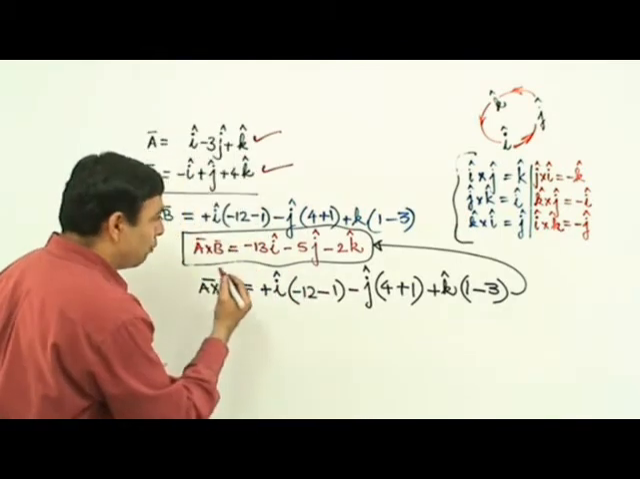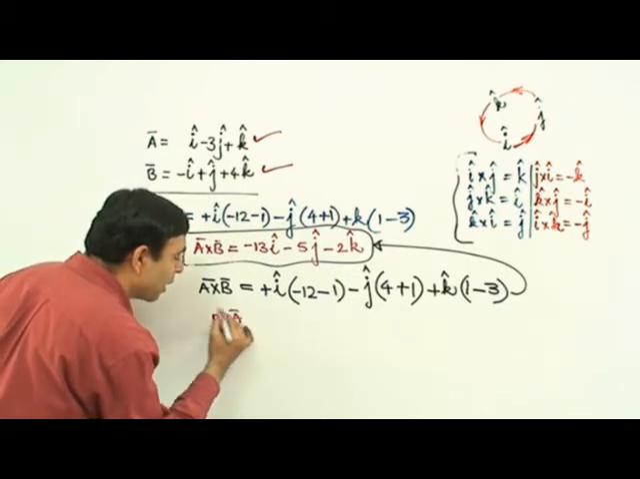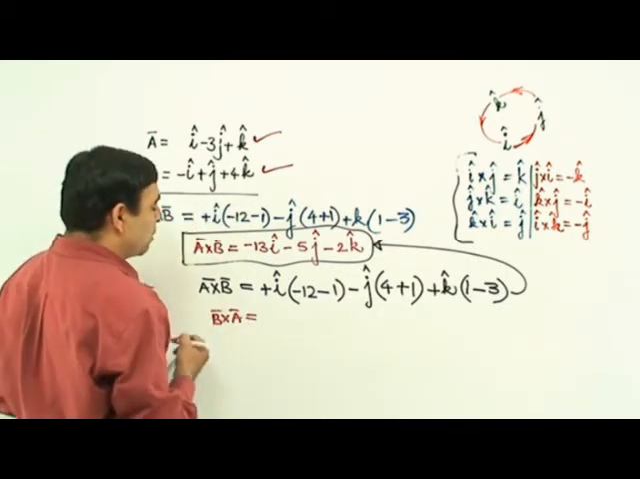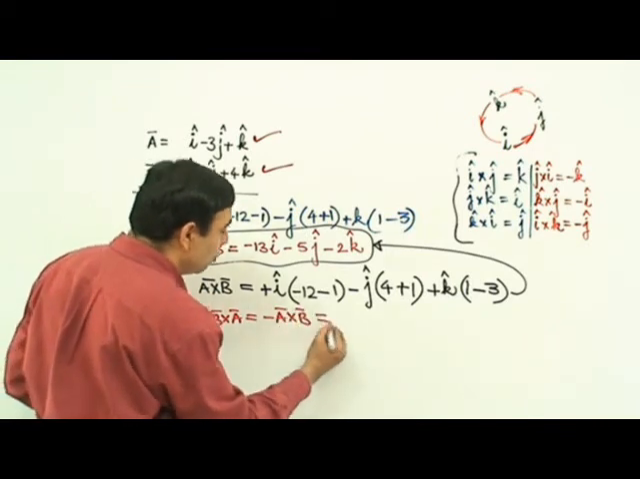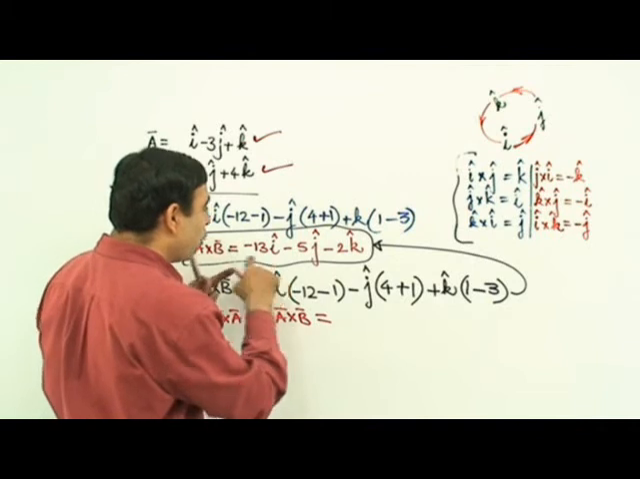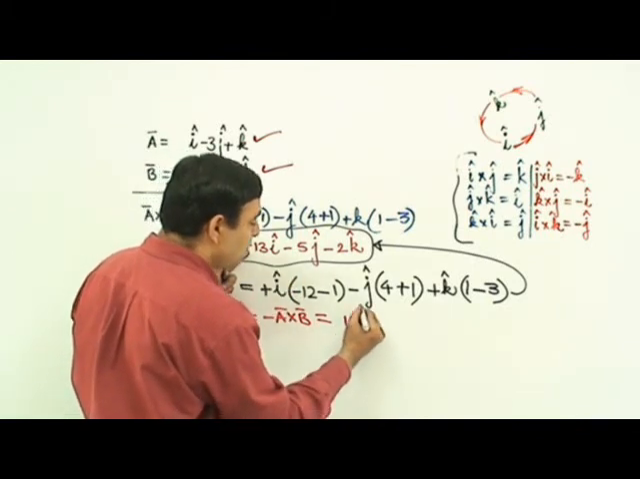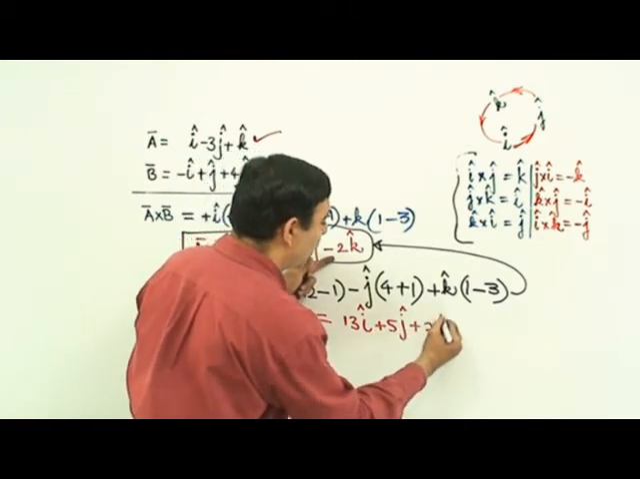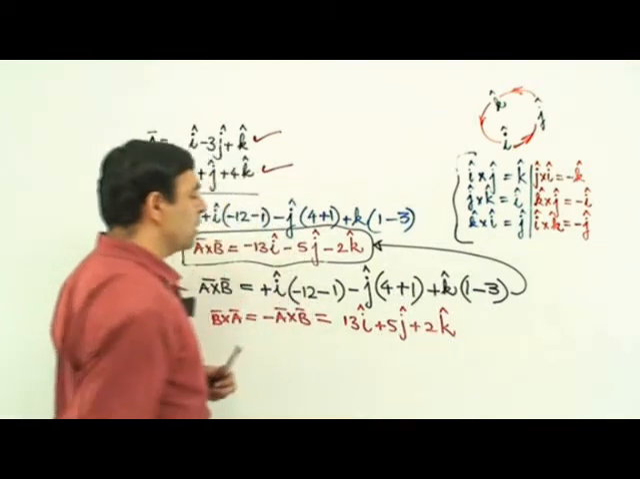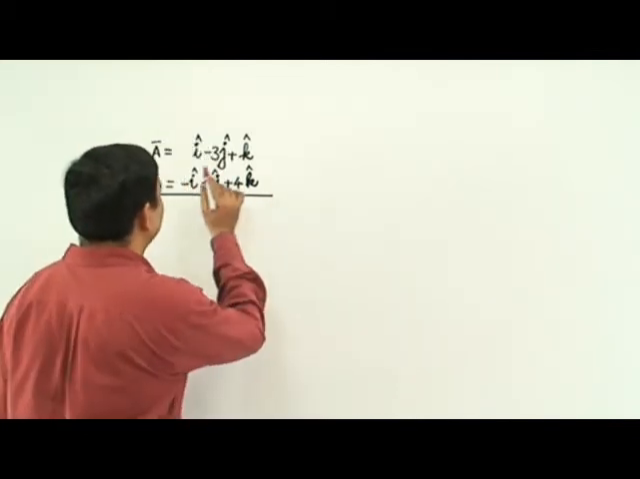Obviously if this is A cross B, then what will be B cross A? That will be the negative vector of A cross B. B cross A and A cross B are negative vectors of each other. So B cross A is going to be minus of all this, so all plus terms here. That is 13i plus 5j and plus 2k. That is going to be B cross A. Is it clear? Let us do some numericals based on the given vectors A and B.